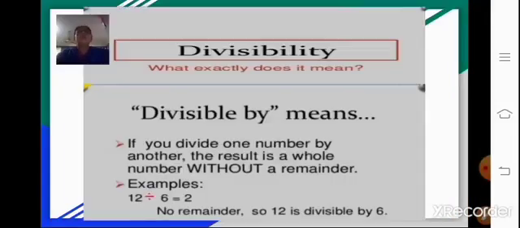Now what is divisibility? What exactly does it mean? Divisible means if you divide one number by another, the result, that is the quotient, is a whole number without a remainder, and your remainder will be 0. For example, 12 divided by 6 gives the quotient 2, which is a whole number, and the remainder is 0. So you can say that 12 is completely divisible by 6.